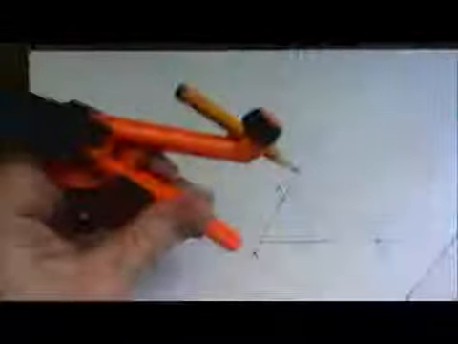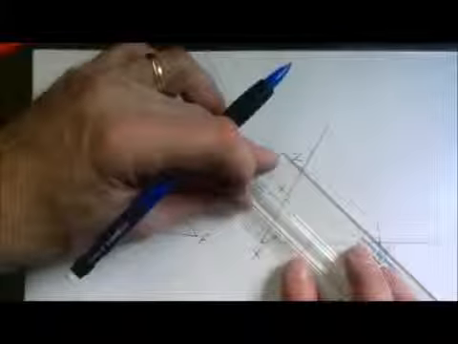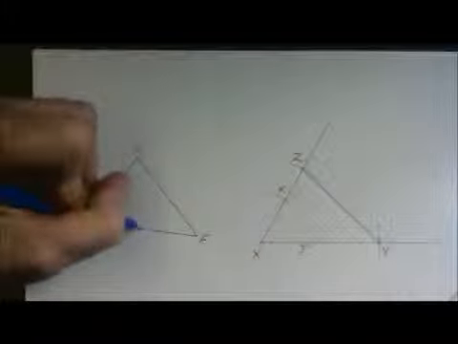Now for the last part of the SAS construction, we're going to copy DE to the very long ray that we have here from where we copied the angle. And when we swing that arc, that provides us an intersection point called Z. And we know at this point that DE and XZ are the same. And since XY and DF are the same, and the enclosed angles D and X are also congruent, we know that we have congruent triangles by SAS.